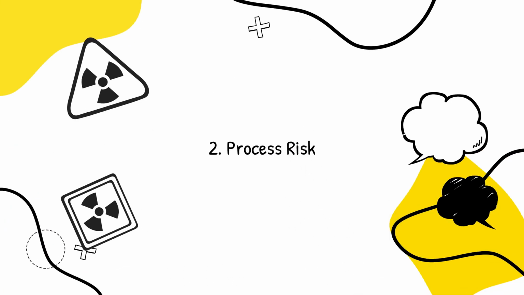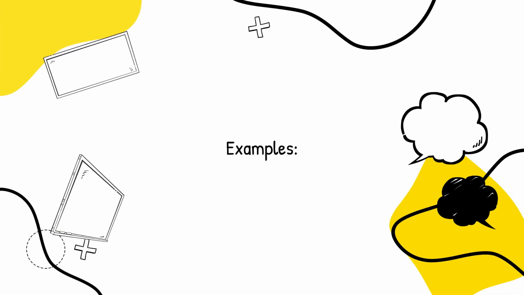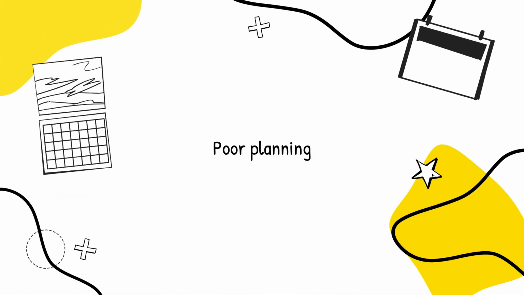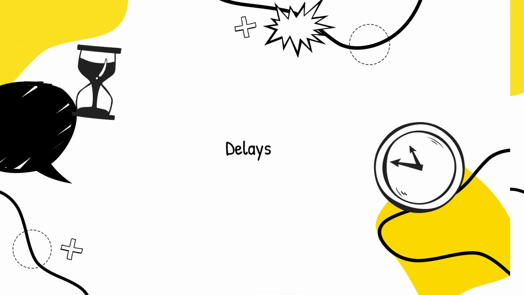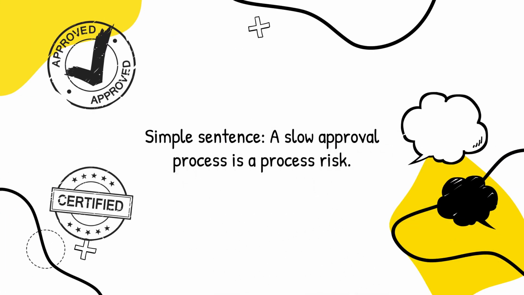2. Process risk. This risk comes from weak or broken processes. Examples: poor planning, incorrect procedures, delays. Simple sentence: a slow approval process is a process risk.